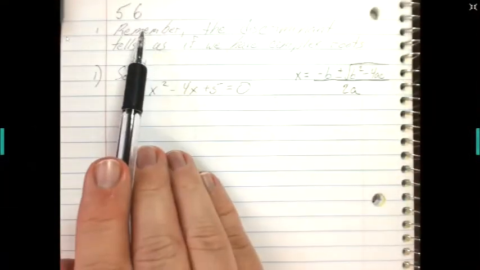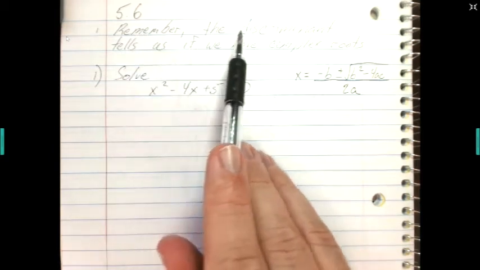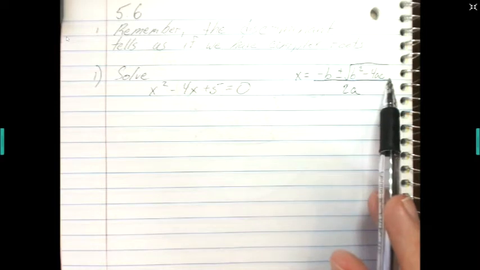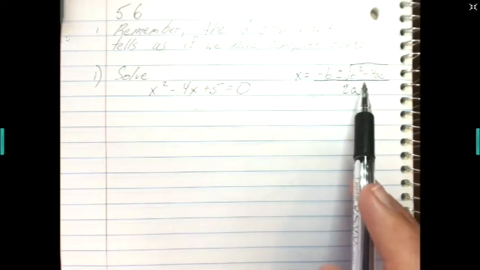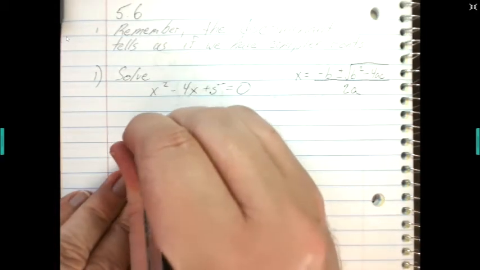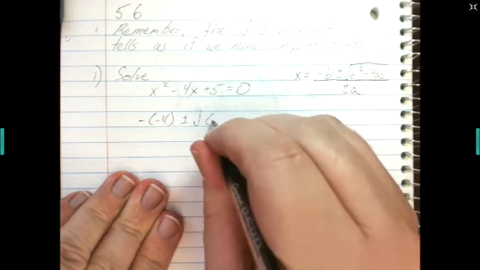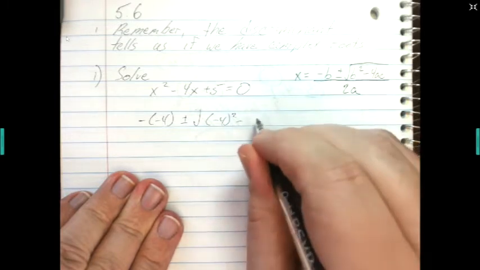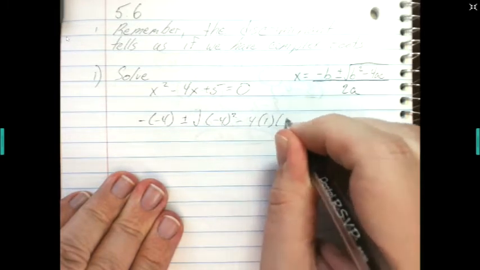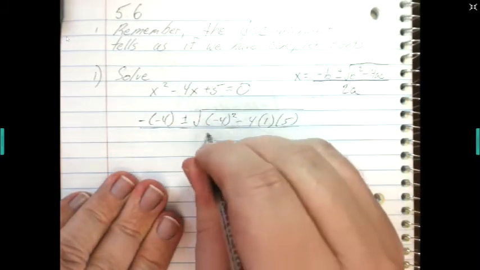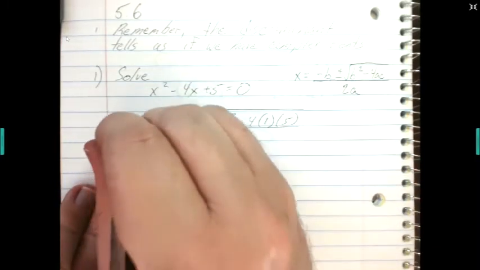So remember, when we're working with quadratic equations, the discriminant tells us if we have a complex root, and the discriminant's the b squared minus 4ac. We're going to solve this one using the quadratic formula. If I set this up, I'm going to get negative 4 plus or minus the square root of negative 4 squared minus 4 times 1 times 5, all over 2 times 1.